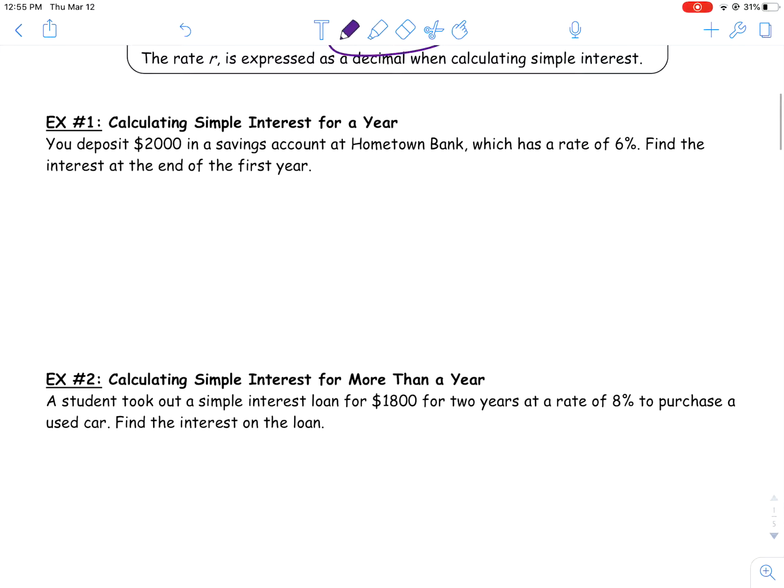So using that idea, looking at example number 1, it says that you deposit $2,000 in a savings account at Hometown Bank, which has a rate of 6%. Find the interest at the end of the first year. So because it's asking us just to find the interest, we can use that formula, I equals PRT, and we can fill in all the information to help us find the interest amount that we're going to earn.